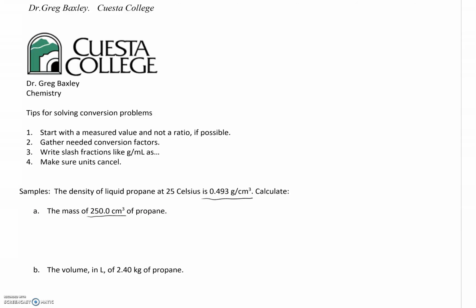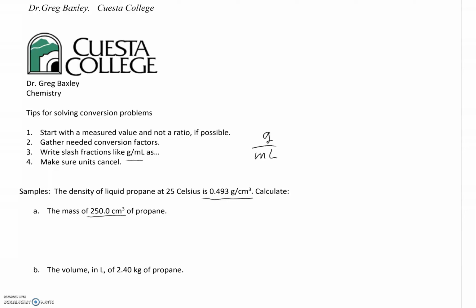Next tip is to write slash fractions like g/ml as numerator-denominator fractions like this. Just this one simple trick of writing fractions this way rather than as the easy-to-type slash fraction can really help students get to work on a problem much more quickly and get the correct answer. Last tip, make sure that all your units cancel. I'll show you that as an example as we work through the sample problems.